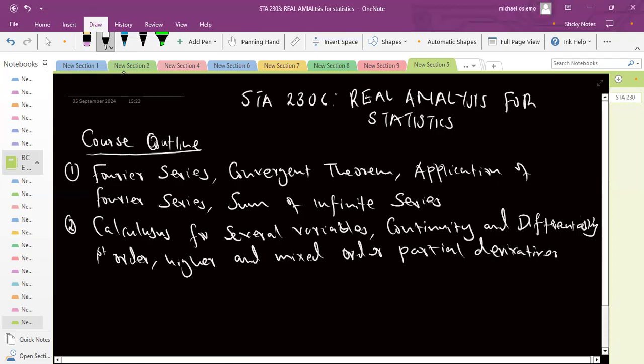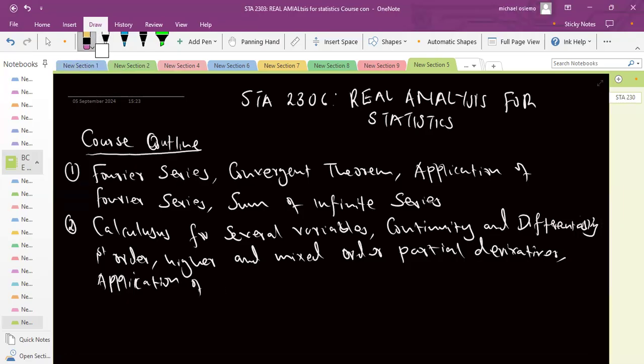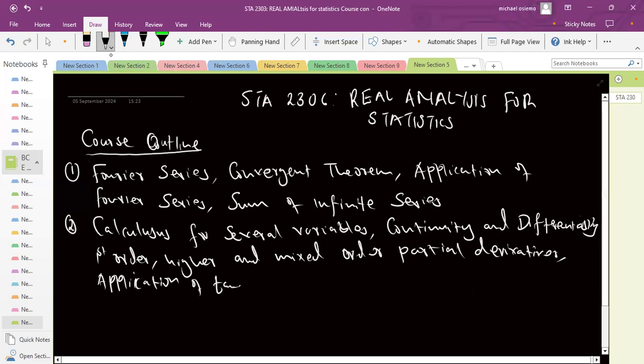Also going to have the application of equations of tangent plane, and unconstrained and constrained optimization.